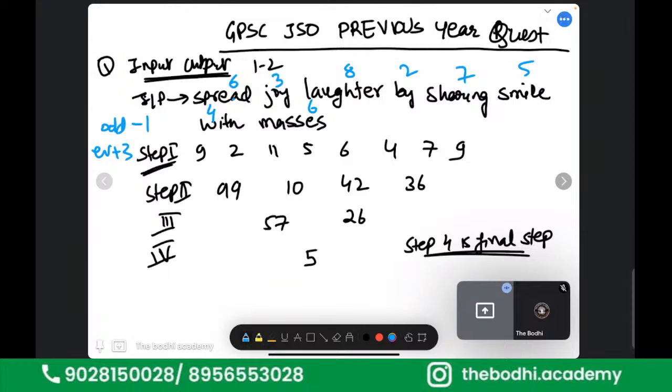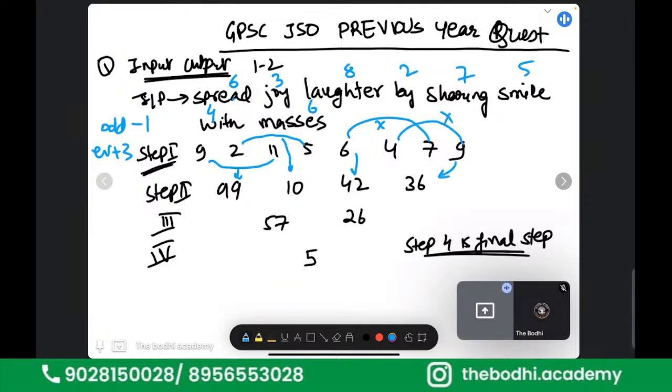9 and 11. That is 9 into 11. Again, 2 into 5 is what? 10. Again, 6 into 7 is what? 42. 4 into 9 is what? 36.